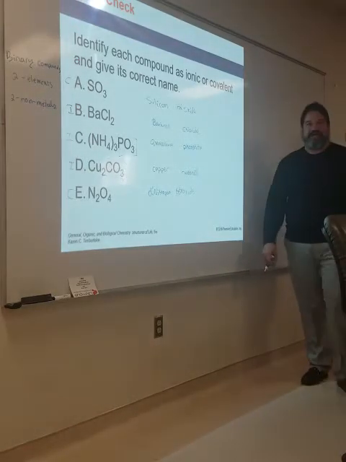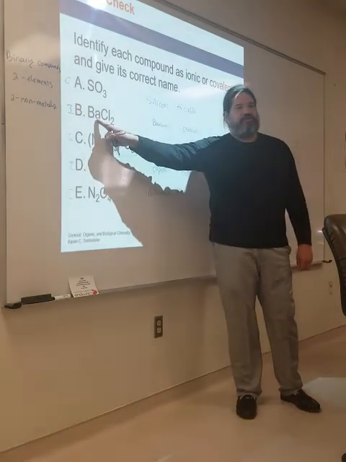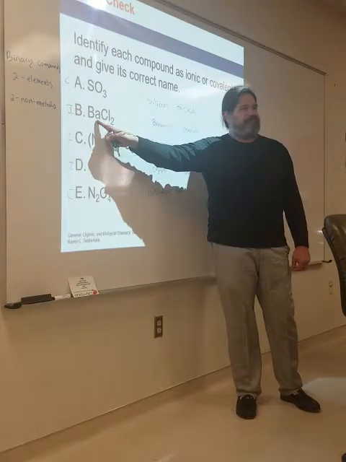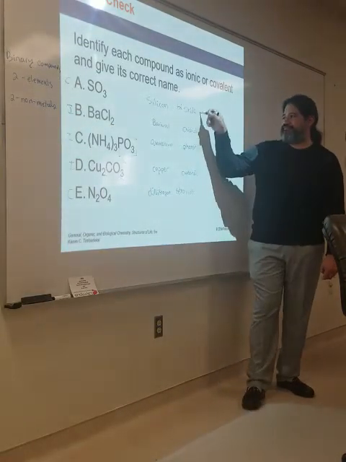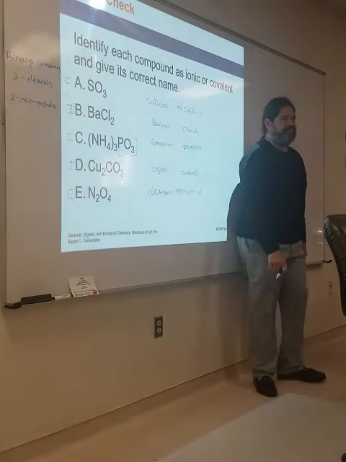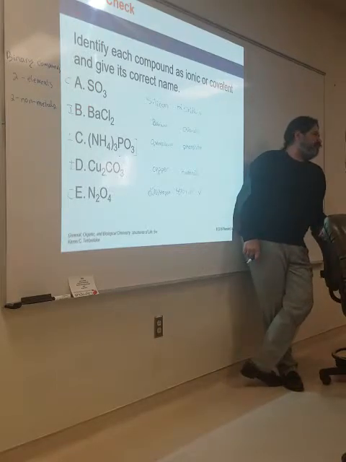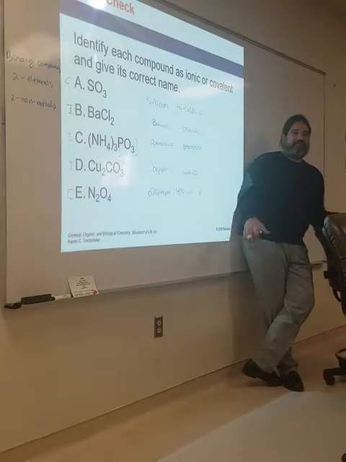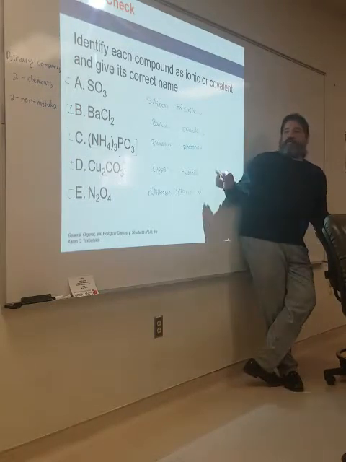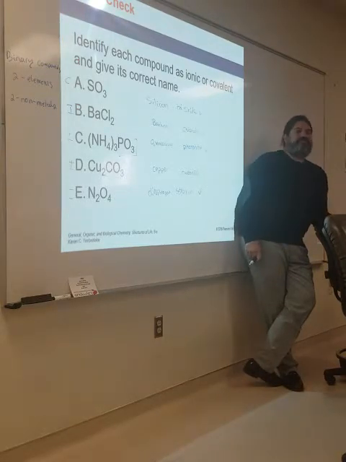Now for the ionic compounds. Do I need a Roman numeral? No, because barium is in group 2. Group 1, group 2, group 3, same with cadmium and silver. You do not need Roman numerals. So we're done. That's it. Barium chloride. Don't do anything else. Ammonium behaves like a group 1 metal. Always. So that's it.